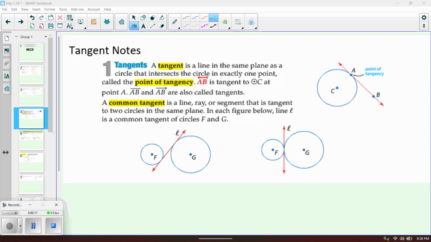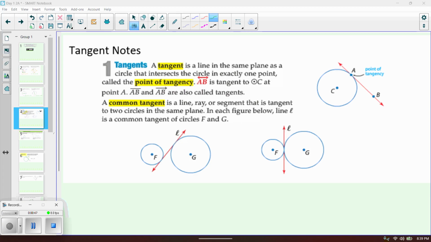So a tangent line is in the same plane as a circle that intersects the circle at exactly one point. In other words, it can only hit the circle at one point. It can't go through the circle because that'd be a secant line. It can't be within the circle because if it's only inside the circle, it could be a chord or a diameter or something like that. It will only hit the outside of the circle at one point, and that point is called the point of tangency.